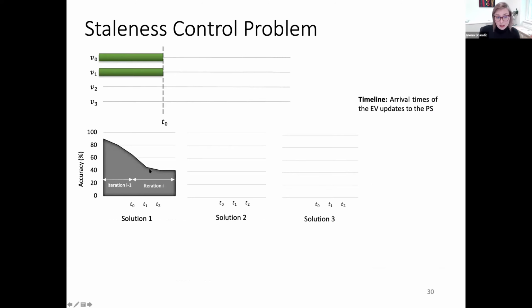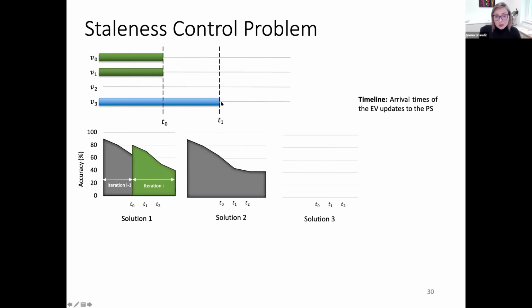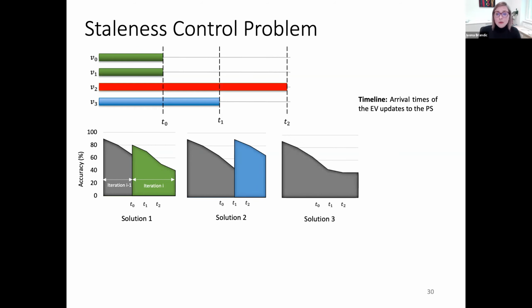But then we can decide, no, we will wait until time point 1 when we receive the update of vehicle 3 that is also on the road. Then we have even higher accuracy of the model here, but it drops down over time again. Or we can say we wait until we receive the update from the last vehicle on the road, which is vehicle 2. Then we have even the highest accuracy of the model, but we suffer here from very, very low accuracy.